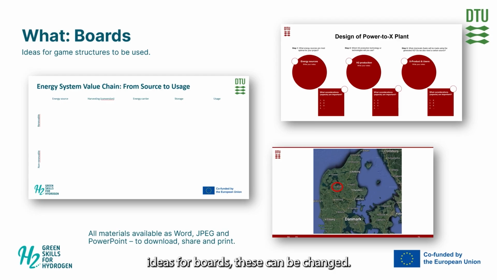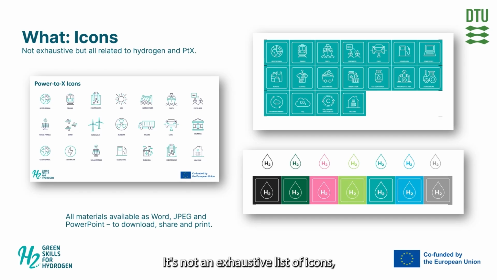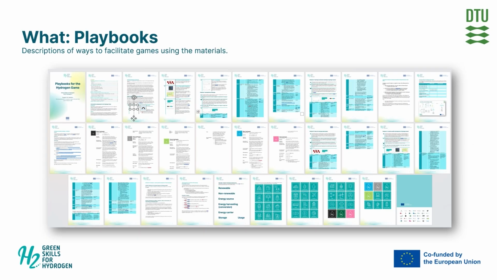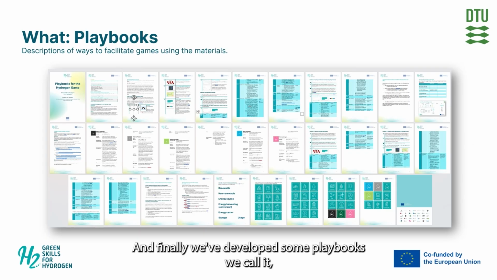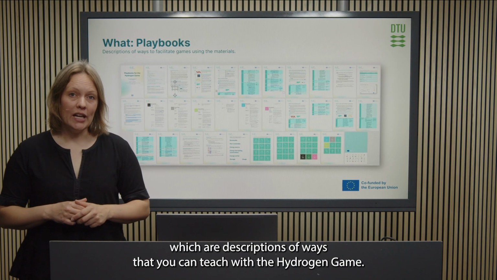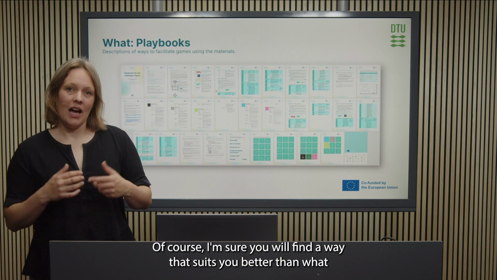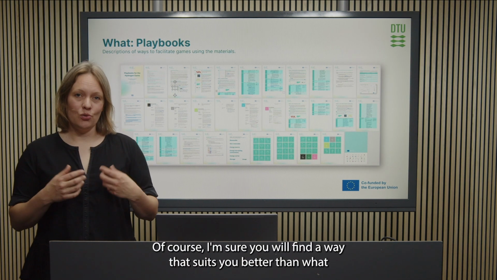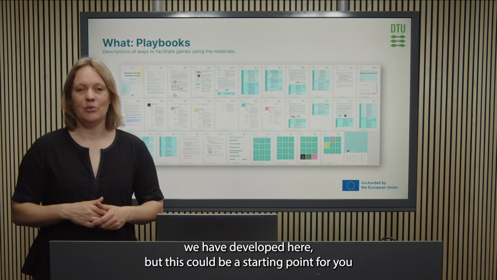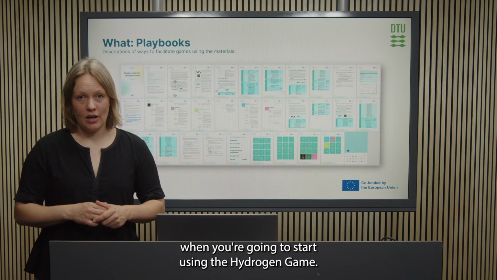These can be changed. We have developed around 50 different icons. It's not an exhaustive list of icons, but most of them. And finally, we've developed some playbooks, as we call them, which are descriptions of ways that you can teach with the hydrogen game. Of course, I'm sure you will find a way that suits you better than what we have developed here, but this could be a starting point for you when you're going to start using the hydrogen game.